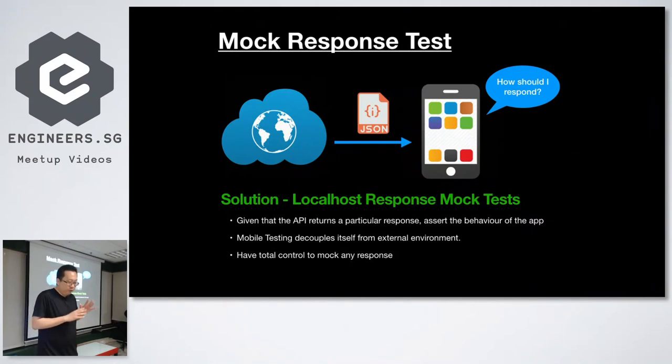Okay, so given that the API, the mobile app dependencies, like the APIs, are working properly, everything's okay, can we assert that for all the given use cases, the app is behaving properly? By doing this, we try to create an environment where, for mobile testing, the app is decoupling itself from its external environment. So one way to run mobile mock response tests is to use a localhost server.